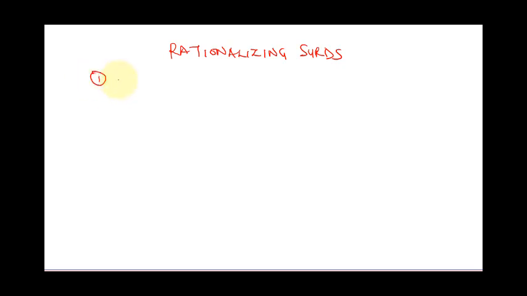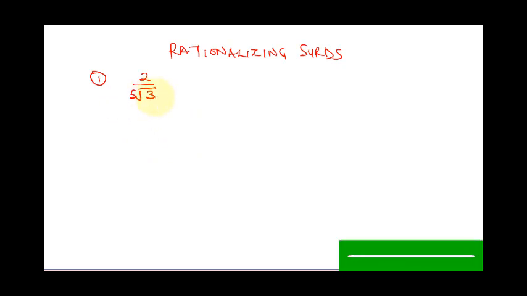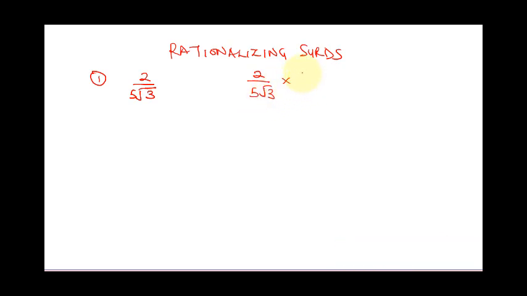Our first example says we should rationalize 2 over 5 root 3. When you have something like this and you want to rationalize it, what do we mean by rationalizing? We don't like the surds being at the denominator part, so we want to eliminate it. So in order to rationalize this, I'm going to say 2 over 5 root 3 multiplied by what? I'm going to multiply up and down by root 3. Notice, root 3 over root 3 is still giving me 1, so there's nothing new I'm introducing.